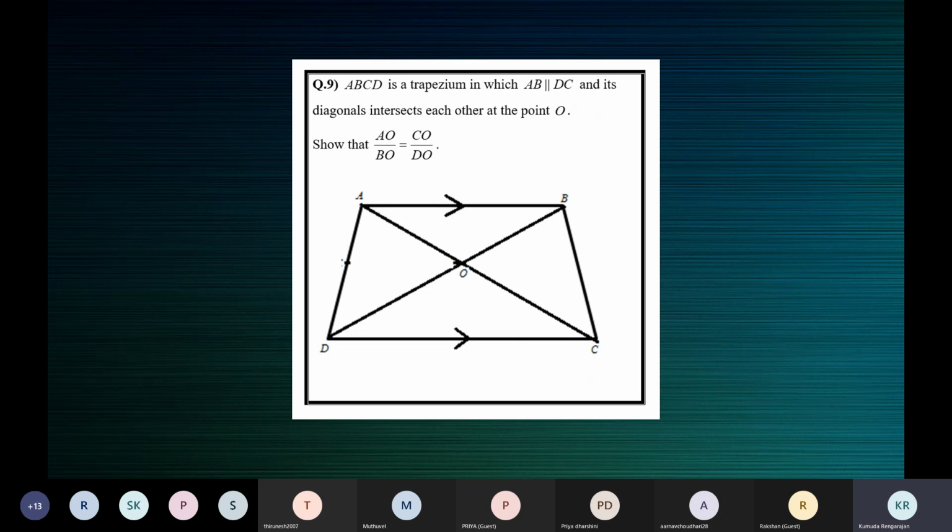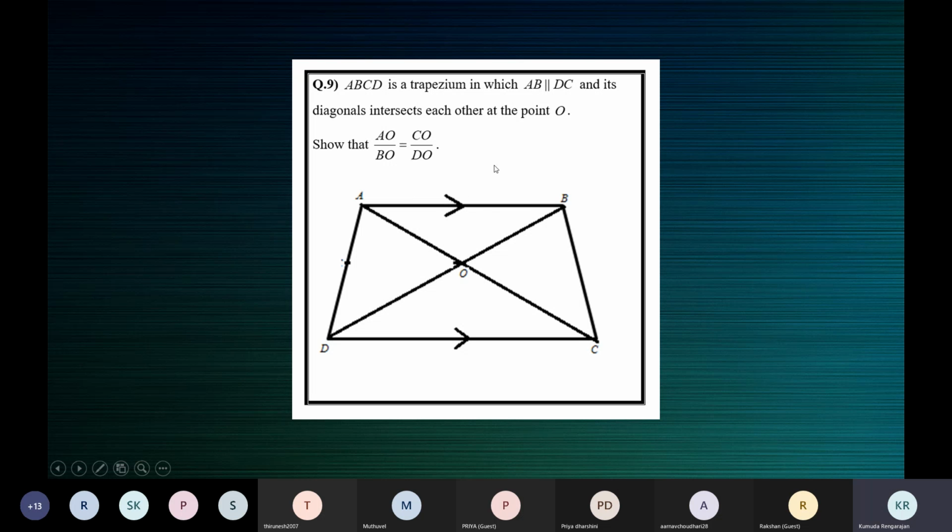So here ABCD is a trapezium. You can see the parallel sides, AB parallel to DC. And its diagonals intersect each other at O. Show that AO by OB is equal to CO by OD.